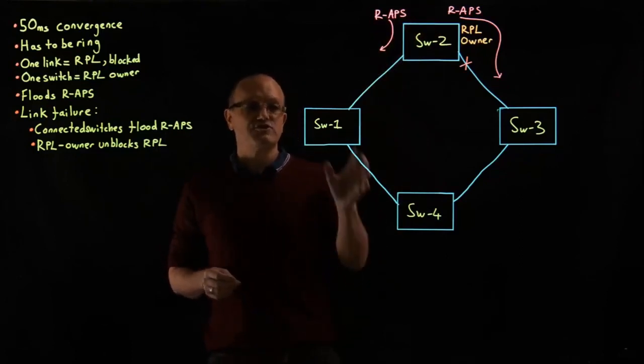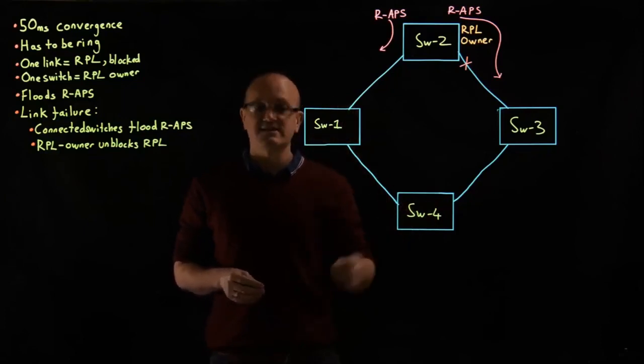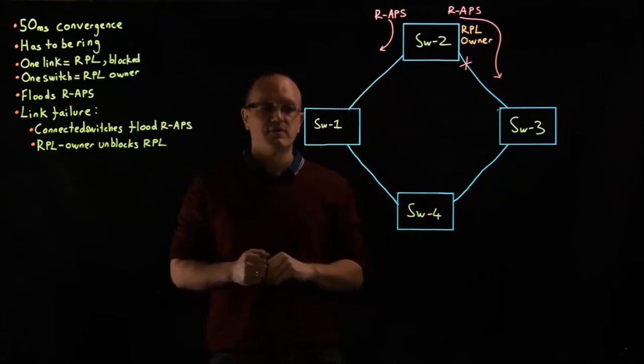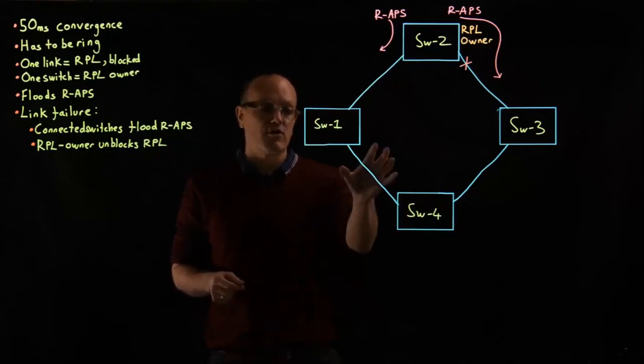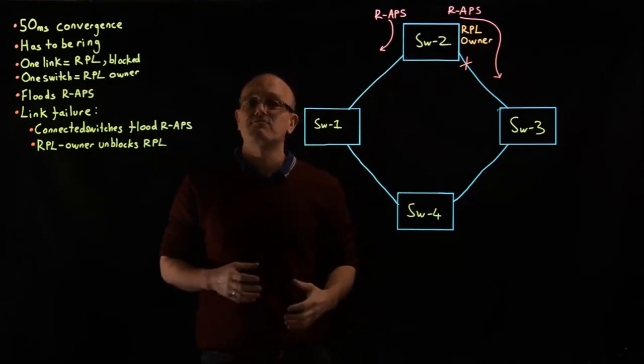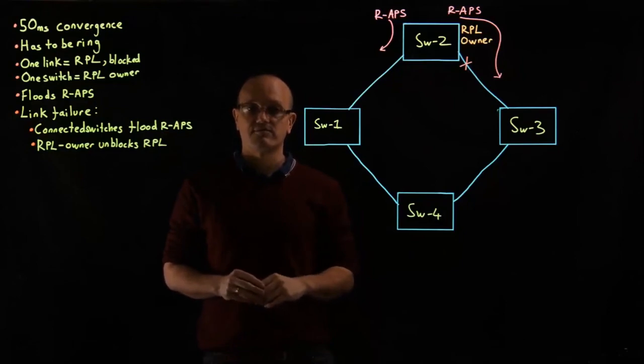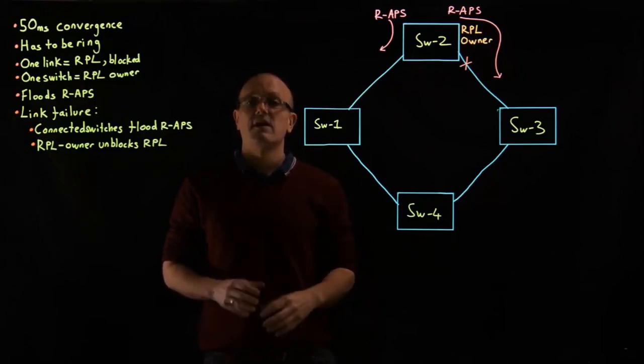When they reach the devices connected to the now recovered link, that is the trigger for these devices to remove their blocks on the recovered link, and the ring returns to normal operation. And that was a quick overview of ERPS.